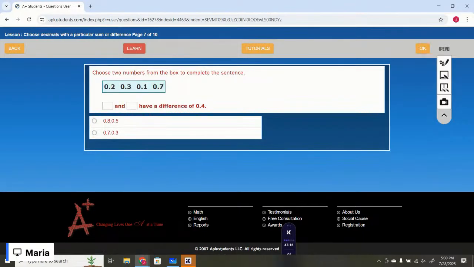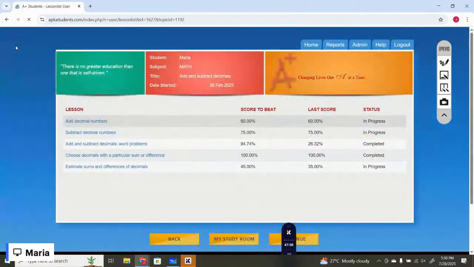Choose two numbers from the box to complete the sentence. So which two numbers have the difference 0.4? Option number 2 is the correct option, that is 0.7 and 0.3. Okay, you can complete the lesson. So let's just move on to next lesson.